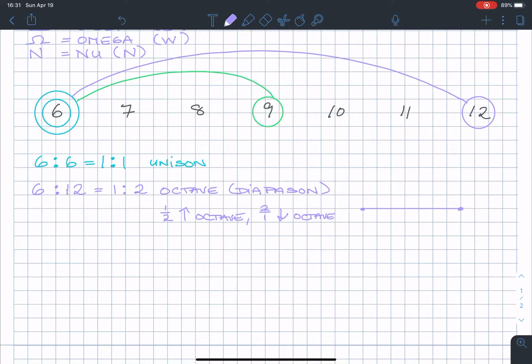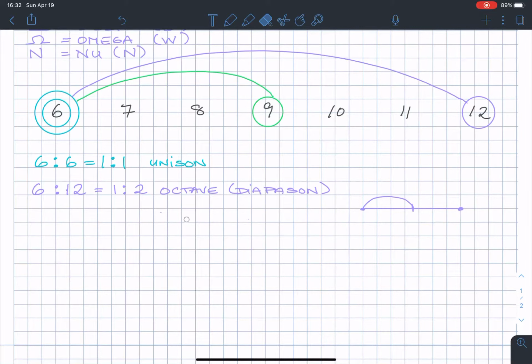Now, if I cut that string in half, let's see, 1, 2, 3, 4, 6, 7, of course. And if I have only this much of the string, I've gone up an octave. So half of the string. So maybe I should write half of this string. That'll make more sense.